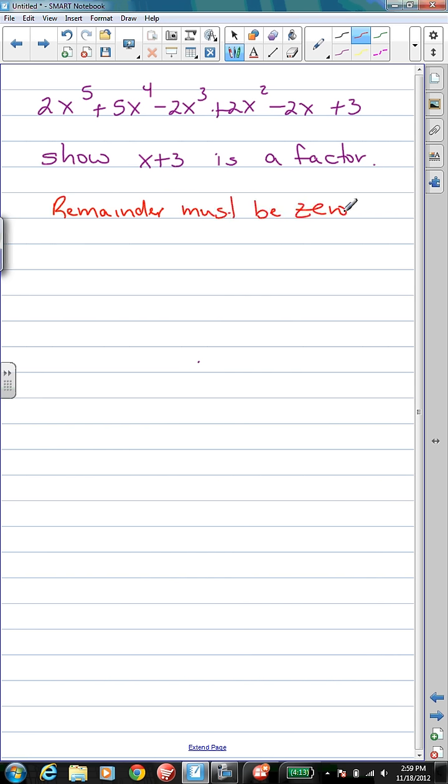Okay, so I'm going to set up to use synthetic division. I'm going to use my coefficients, and if I look, I have degrees 5, 4, 3, 2, 1. No placeholders are necessary. So I'm going to go 2, 5, negative 2, 2, negative 2, 3. If this is a factor, that means negative 3 is the 0, so I'll put that there. Okay, now I'm going to start the process.